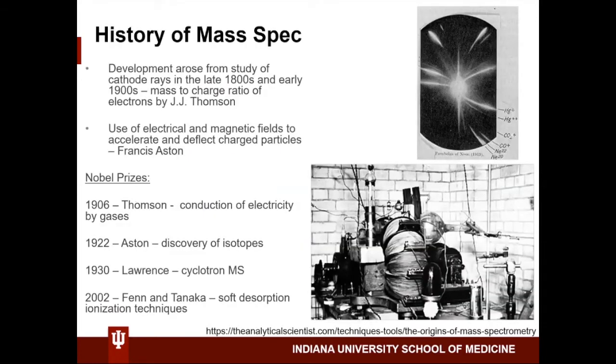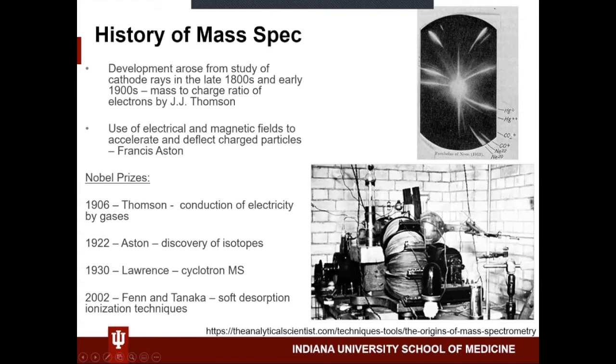A brief history of mass spectrometry. It arose in the late 1800s with J.J. Thomson and his study of cathode rays. At the top right of this slide, you can see one of the earliest results from a mass spectrometer, in which they identify isotopes of neon. So they have neon 20 and neon 22, and they're separated in their parabolas by their molecular weight.